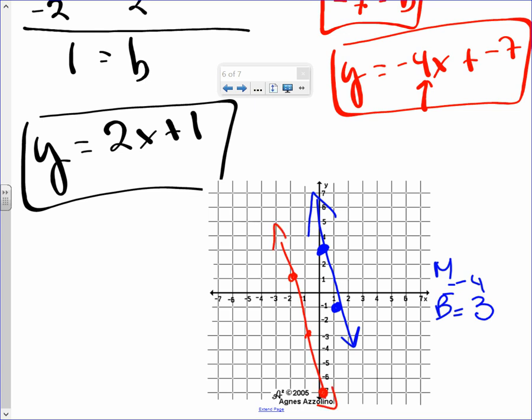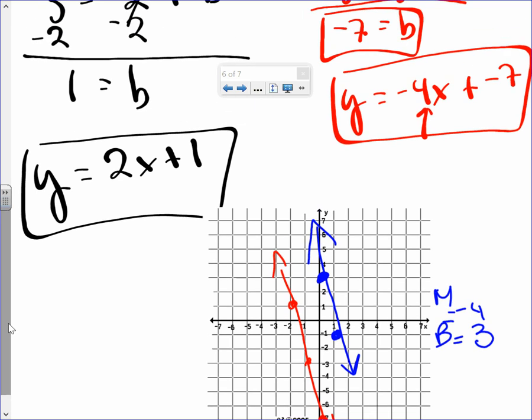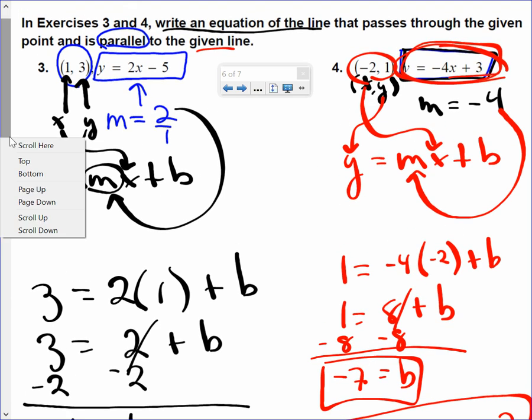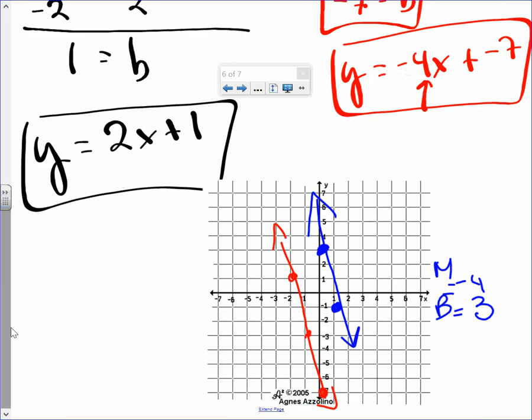There it is. Parallel lines. Check it out. This was all question 2. Question 2 gave us the blue line, the one that Rocha just graphed. And our mission was to create a new line that passes through -2, 1. Does the new line, the red, pass through -2, 1? Yep, -2, 1. There it is.